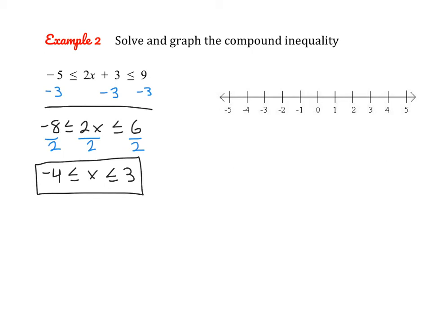So to graph it, our lower boundary is negative 4 with a closed circle. Our upper boundary is positive 3, again with a closed circle. And then it's everything that's in between, so it works for both.